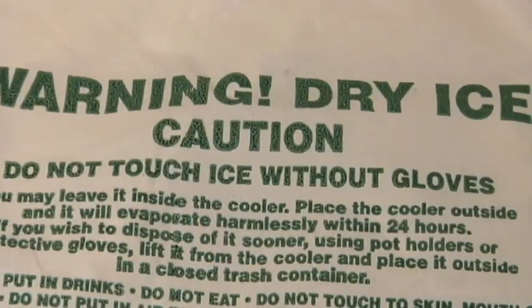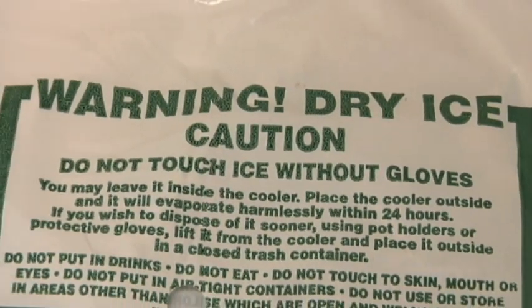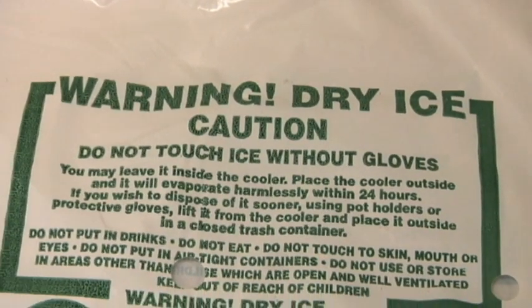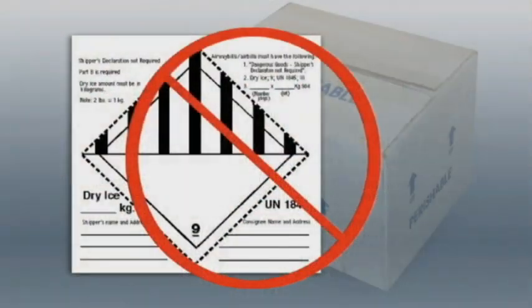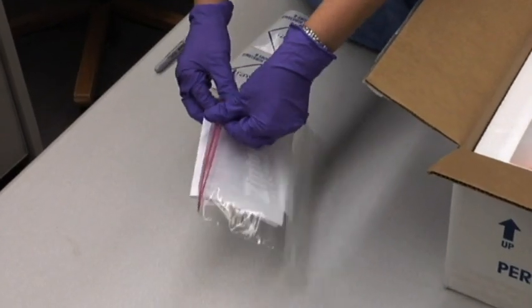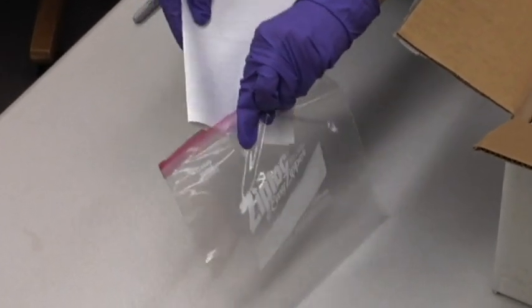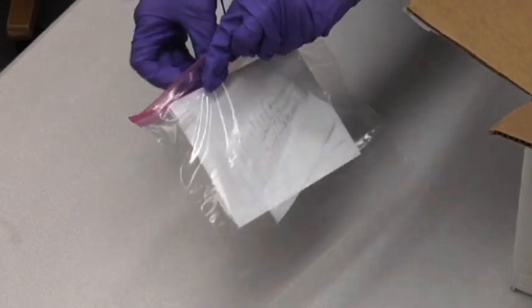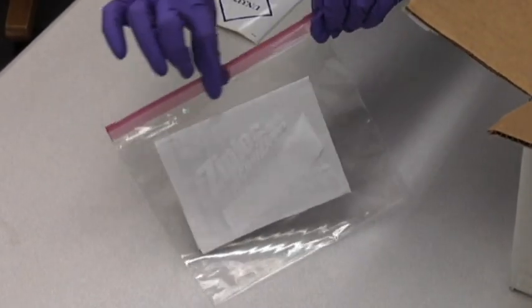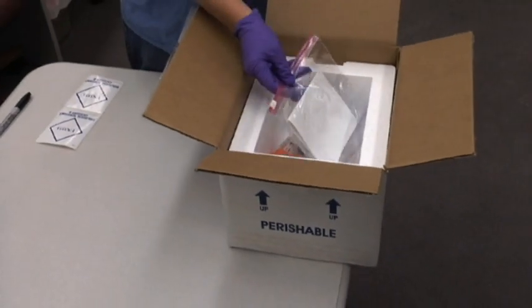Avoid sending diagnostic specimens on dry ice. There are numerous restrictions for shipping dry ice, and gases released by dry ice can damage some specimens. Put the case history and submission forms inside a sealed plastic envelope and place the envelope inside the shipping container. Seal the shipping container.